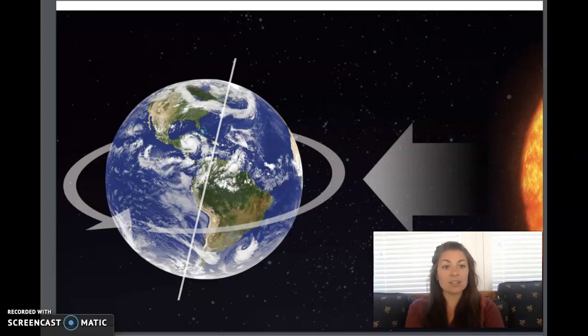This is why we see the sun rising in the east and setting in the west. Sunset eventually occurs when certain parts of Earth turn or rotate away from the sun and nighttime begins. The cycle continues over and over again.